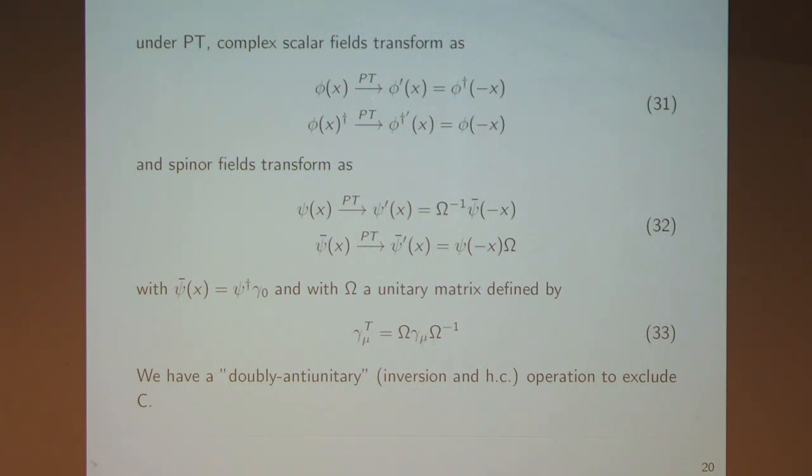And so this is where we can really see that if you want to have a PT transformation that does not include charge conjugation, you can do so, but you have to take out the charge conjugation by hand. You have to have a doubly anti-unitary operation. You're going to have inversion, but then you're also going to have Hermitian conjugation. And that's how he can get a PT transformation that does not include charge conjugation.